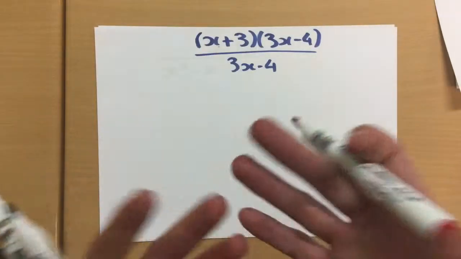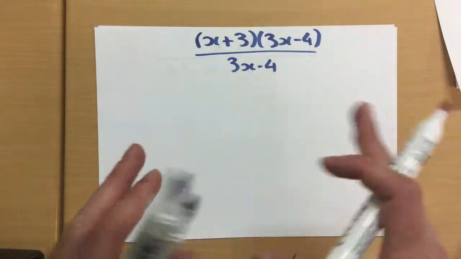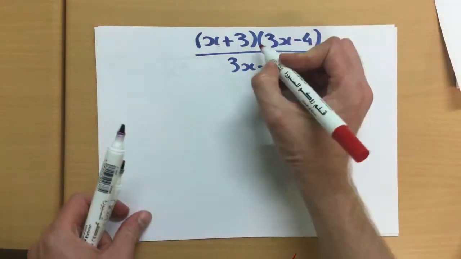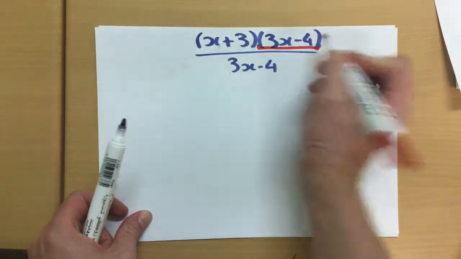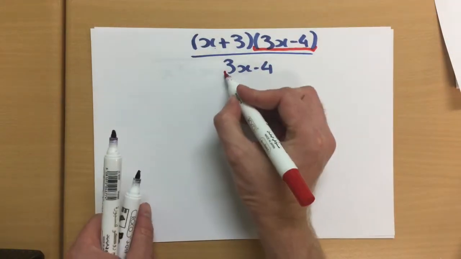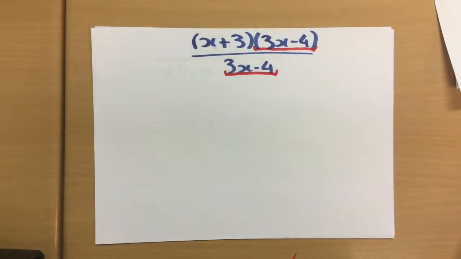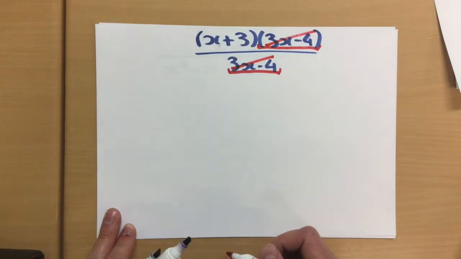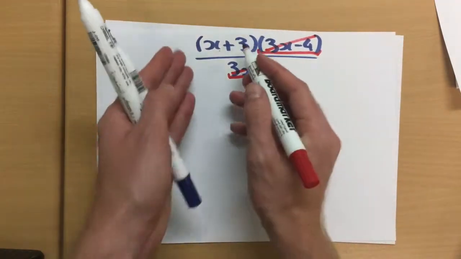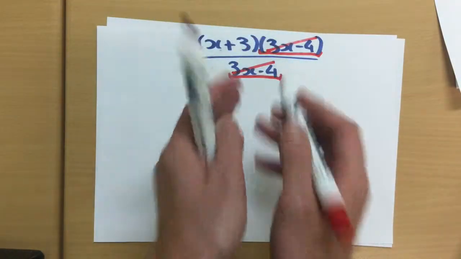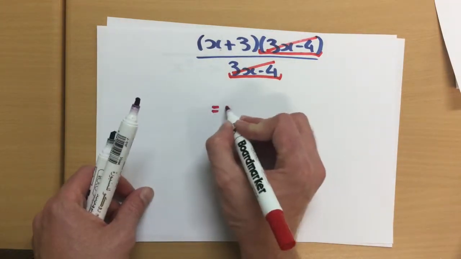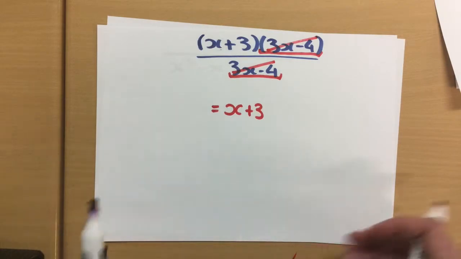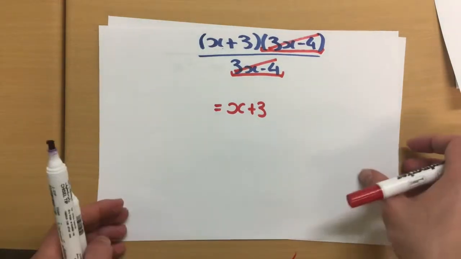Now sometimes a common factor isn't a single letter or a single number. It's in fact a whole bracket. So if you look here, this top bracket, 3x minus 4, is exactly the same as what's on the bottom. So you can just cancel these out straight away, because our x plus 3 is multiplied by this, and the bottom part is by itself. This gives x plus 3 as our solution. In fact, that's quite easy to spot.